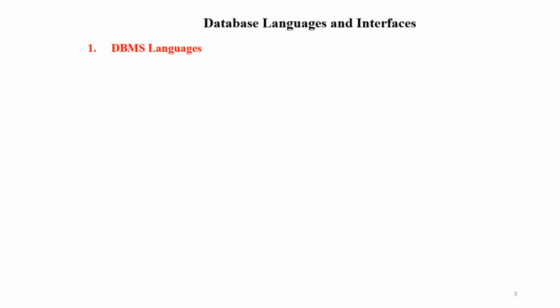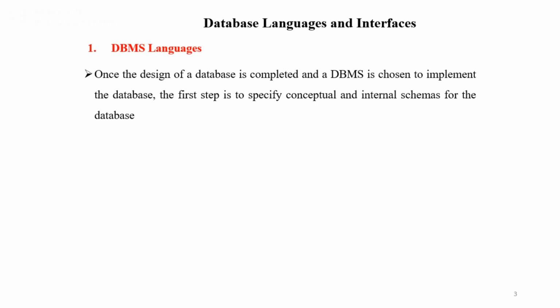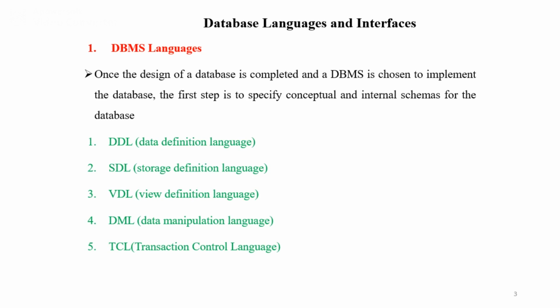There are different sets of database languages we are using to create the database and to maintain the database, to retrieve the data, to delete the data, to modify the data. So those are all different languages we were using. Once the design of a database system is completed and a DBMS is chosen to implement the database, the first step is to specify conceptual and internal schema for the database. These are some of the database languages which we are using to implement the database, and to specify the conceptual design and internal design of a database.